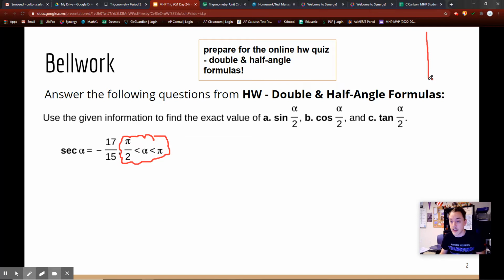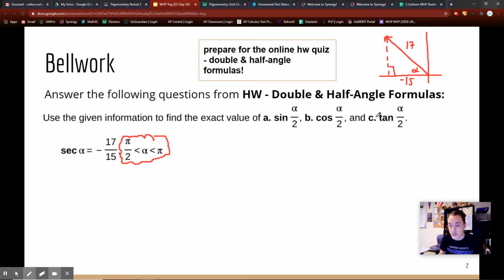So I'm going to draw my second quadrant. That's the first step I need to do. This is my alpha. Now, this is alpha, not alpha divided by 2. It's not my half angle, it's just my regular angle. Secant is negative 17 over 15. Well, secant is the reciprocal of cosine. So if cosine is adjacent over hypotenuse, secant is hypotenuse over adjacent. So 17 is my hypotenuse, and adjacent is 15, and make sure I get the negative on there.